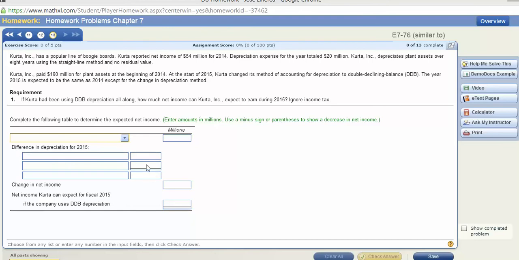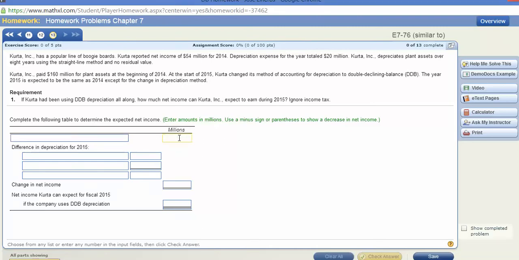The key thing in this type of problem is this all along, okay? You want to make sure that you're basically doing double declining balance as if it was the beginning of 2014. Notice it says at the beginning of 2014, you spent $160 million on plant assets. So they're asking you to do 2 years for it. So let's go ahead and start off first with what net income would be in 2015, right? It says here the year 2015 is expected to be the same as 2014, except for the change in depreciation method. So that means what we would expect with everything being the same for net income would be 54 million.